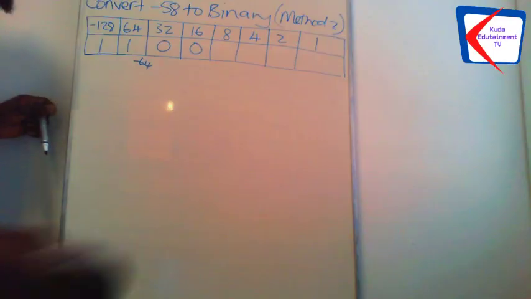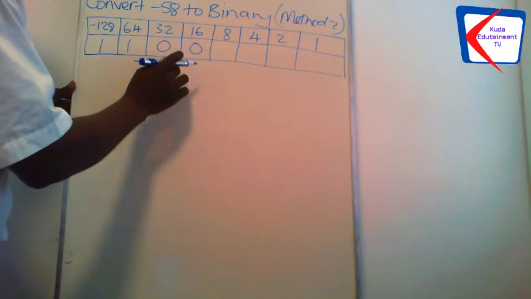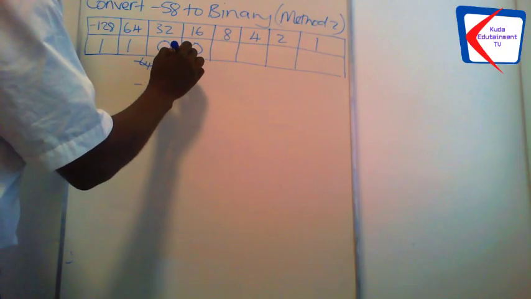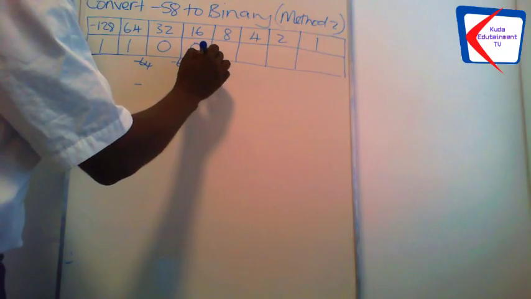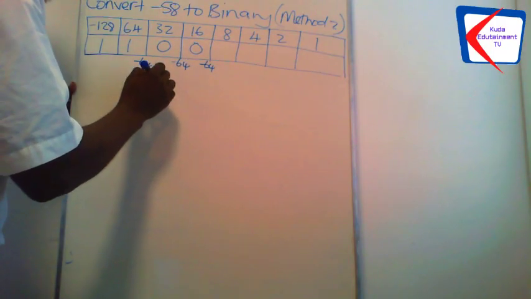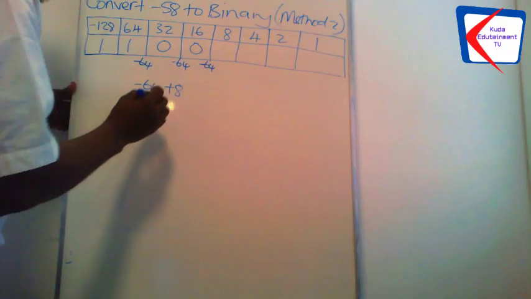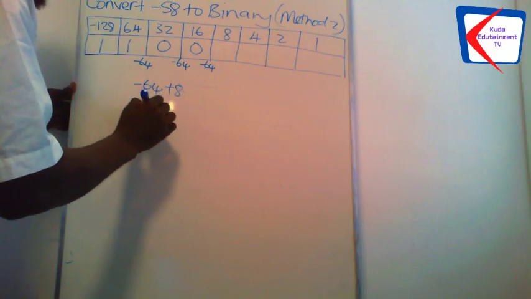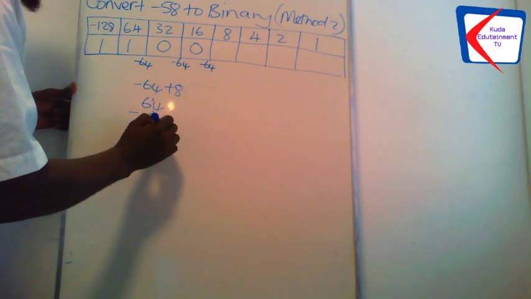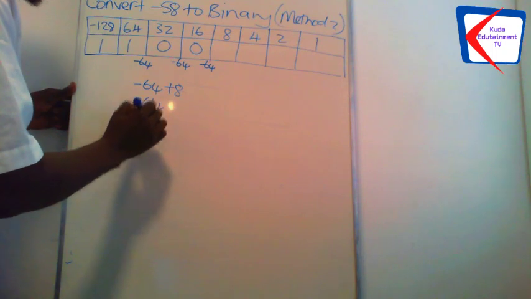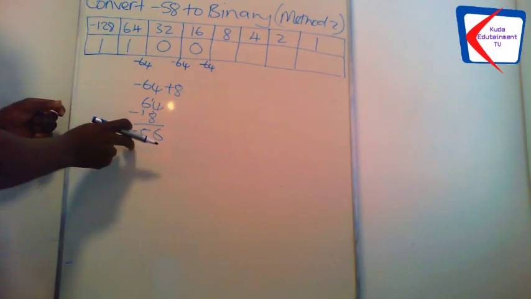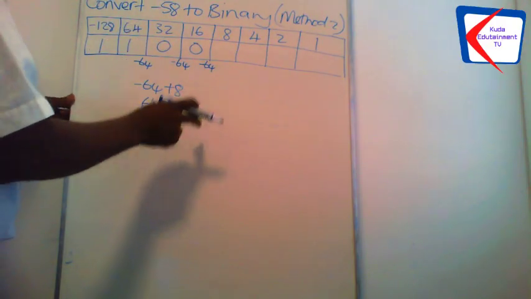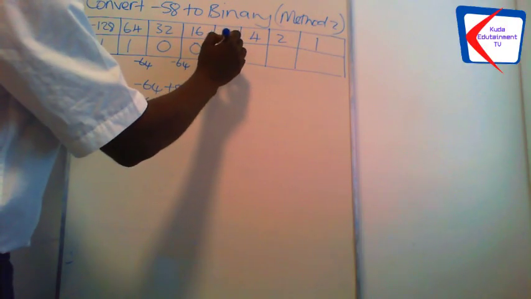We still have our negative 64. So negative 64 plus 8 will give us what? 64 minus 8. 14 minus 8 is 6. Here we have 56. Negative 56 is greater than negative 58. So therefore we switch off binary unit 8.